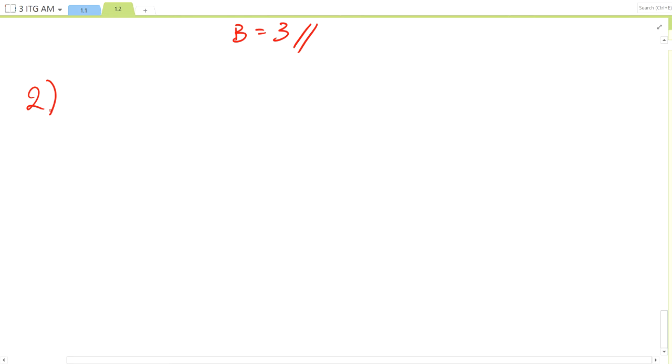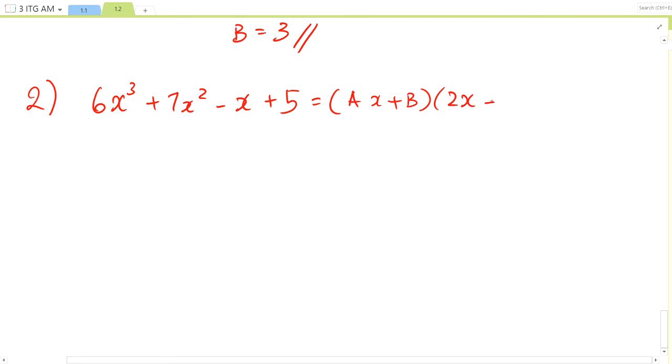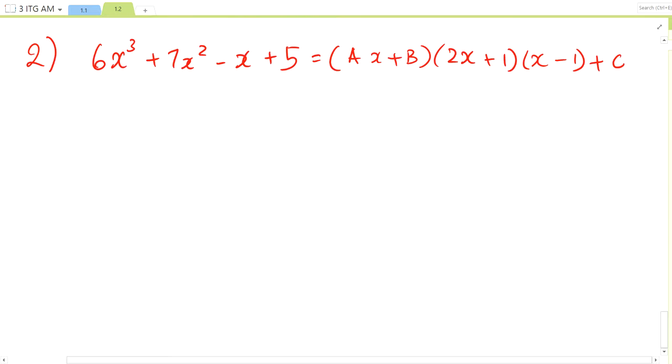For all values of x again, we've got 6x cubed plus 7x squared minus x plus 5 equals to ax plus b 2x plus 1 x minus 1 plus c. Right, which is the easiest to find out now? A again? C. Okay, let's try A, okay? So by observation, okay, what shall I write? A equals to 3. Wow, you skip one whole step.